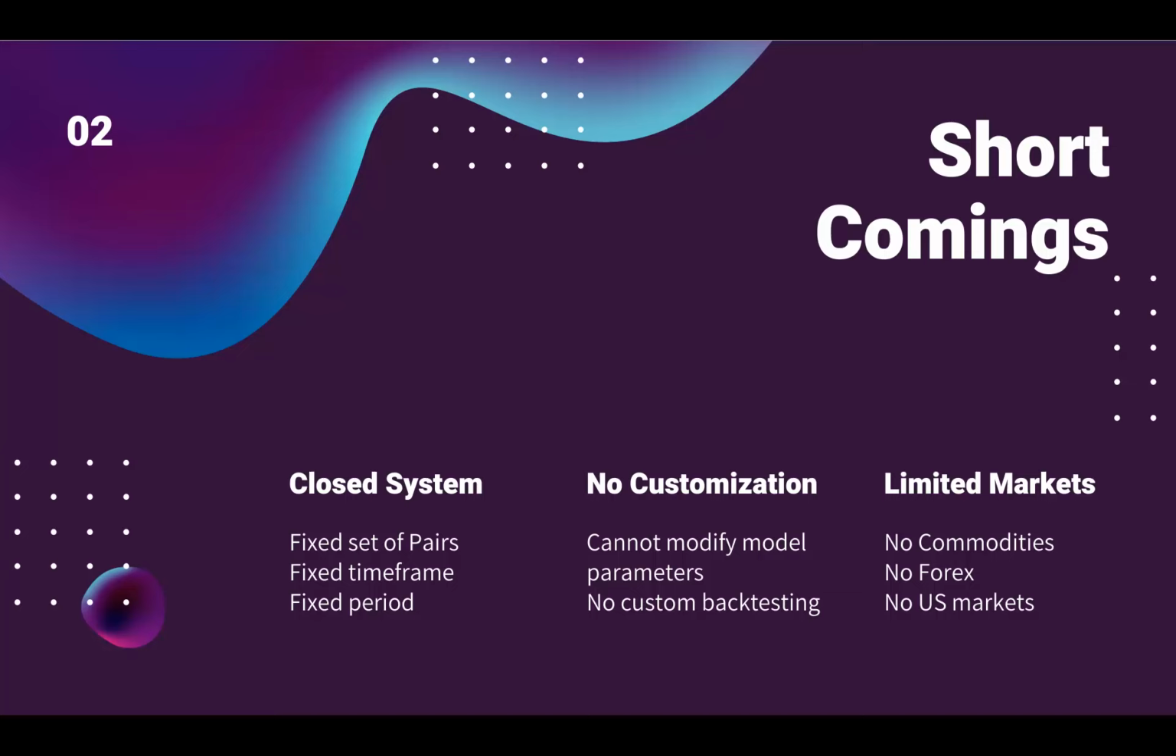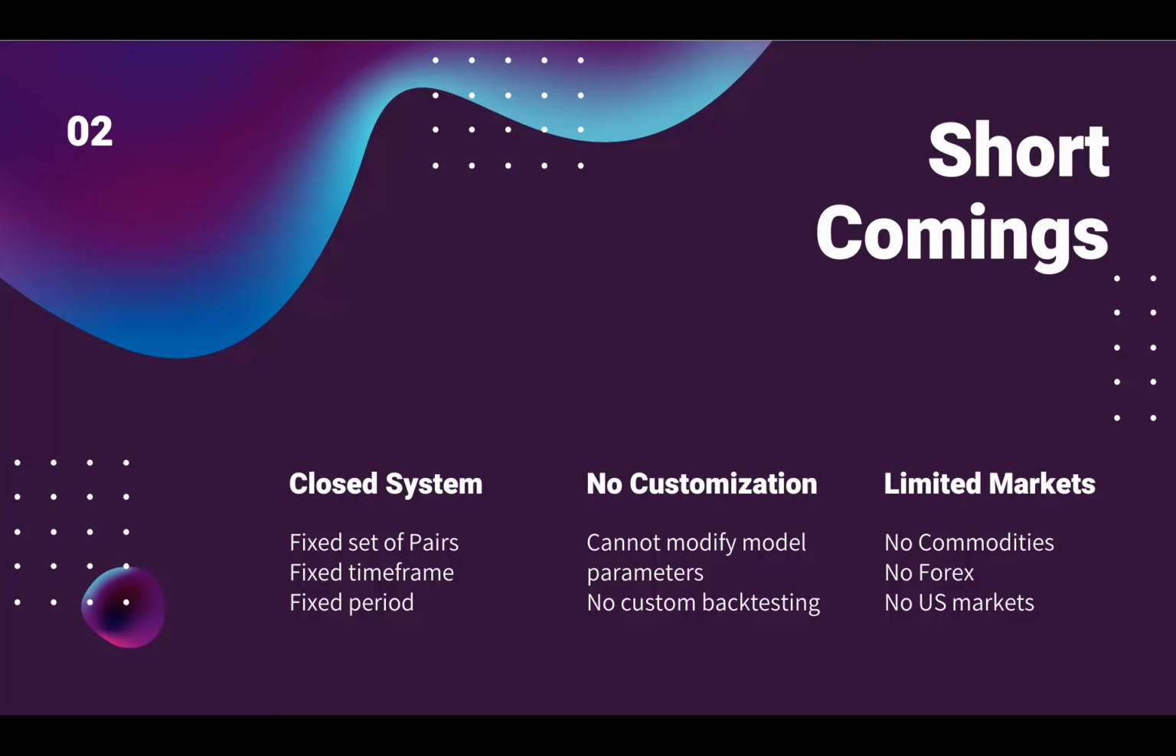The screener is a closed system. When I say closed system, it means there is a fixed set of pairs. The model is based on a fixed time frame. Like we have taken 1 year of data, that is 248 candles. Then a fixed period. So time frame in the sense of daily candle, and fixed period is 248 days. So the system was a closed system, so you cannot modify that, you cannot change them.